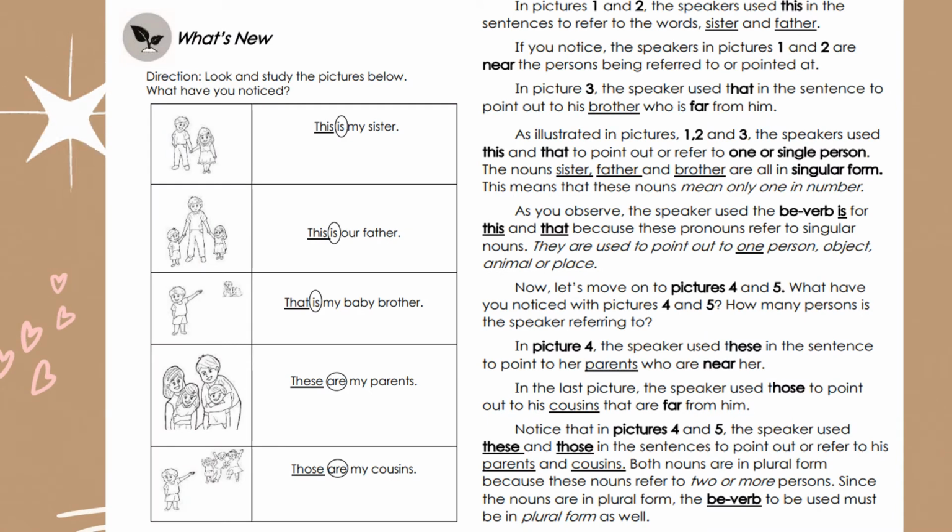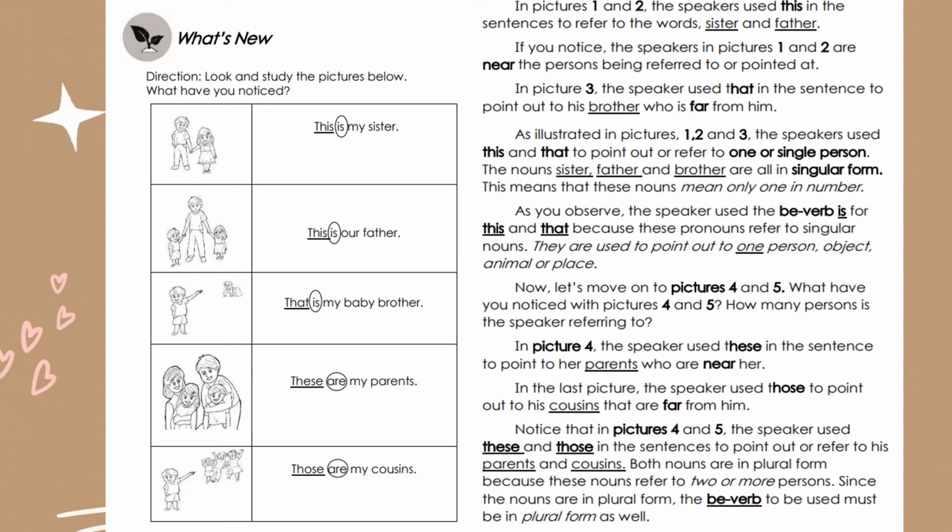For what's new, look and study the pictures below. What have you noticed? This is my sister. This is our father. That is my baby brother. These are my parents. Those are my cousins.